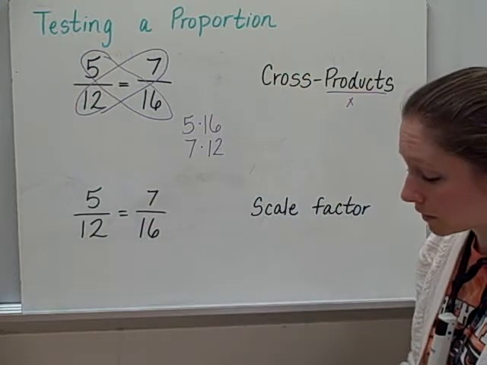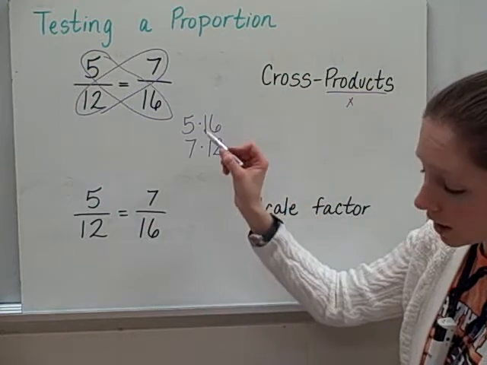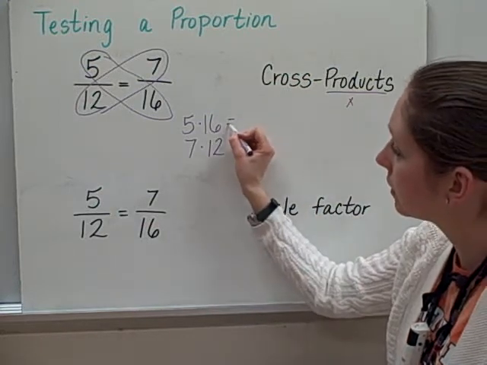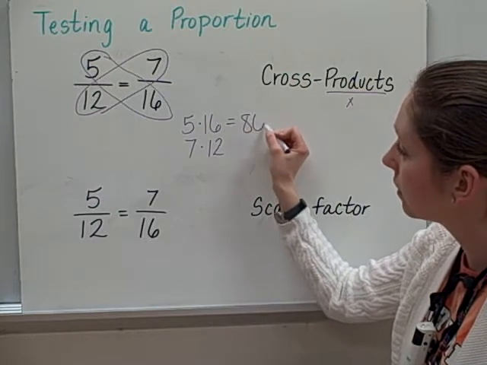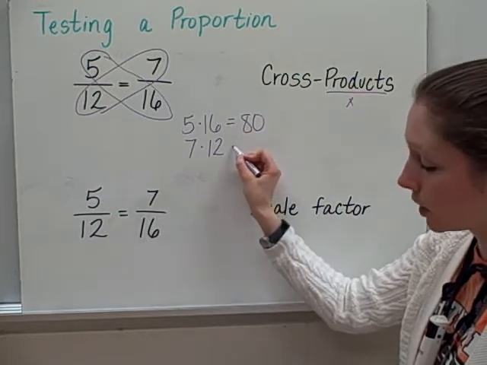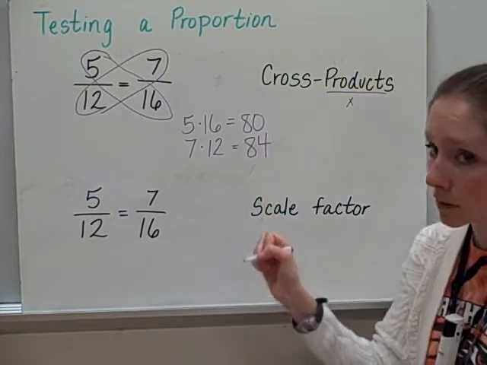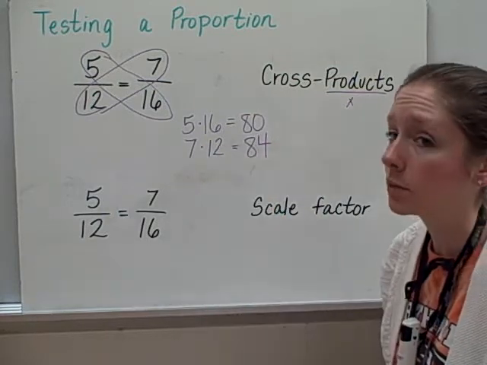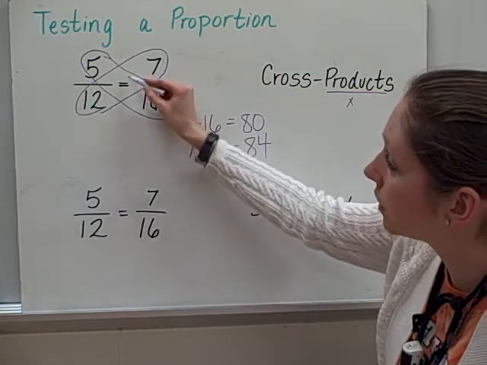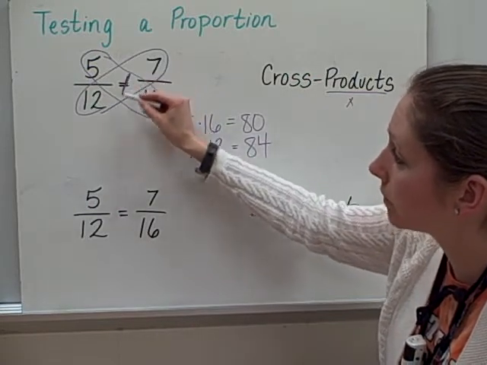Okay, so when I multiply those, if I multiply 5 times 16, I get 80. And 7 times 12, I get 84. These are 2 different numbers. That means that this is not a proportion. These 2 ratios are not equal to each other.